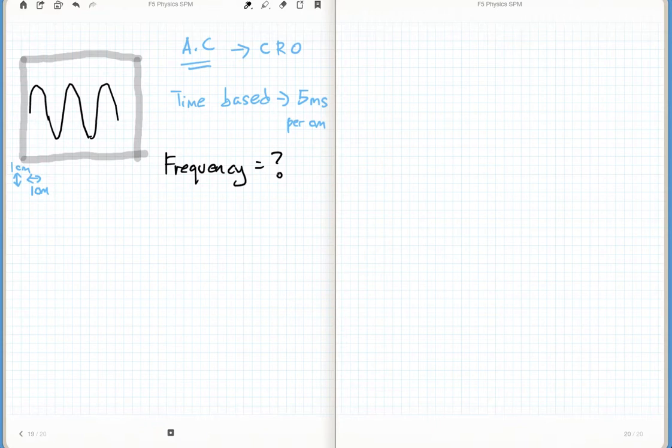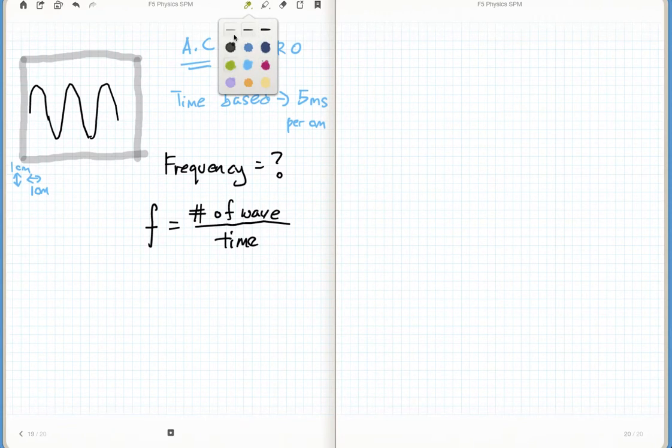Okay, now a question like this, come back to the definition. Frequency is defined as number of waves over time taken. Then you will ask, what does it mean by that? So therefore, number of waves over time. Let me show you how to measure the number of waves. The easiest way is to find out how many waves are made.